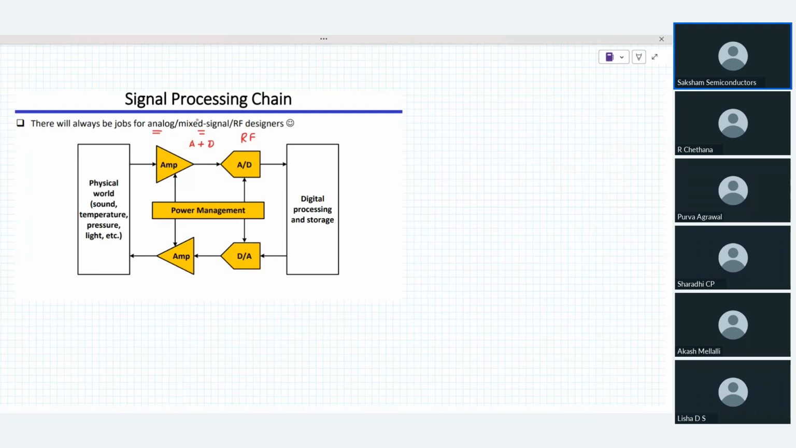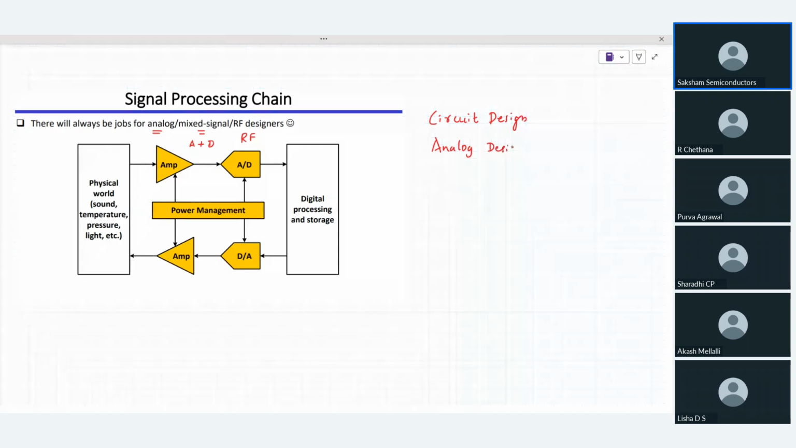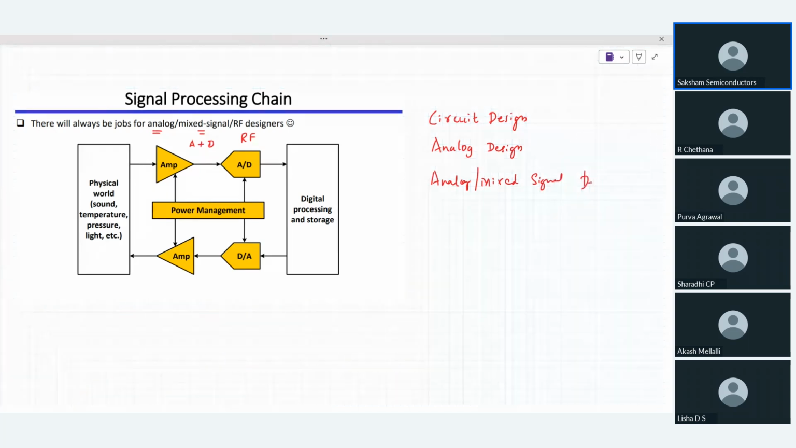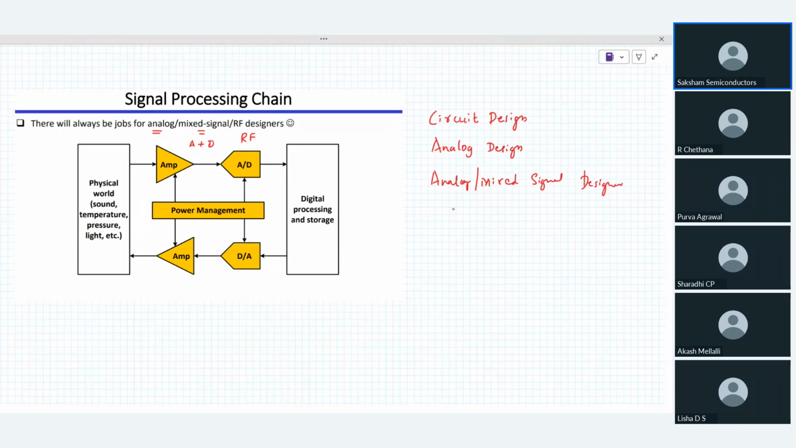So broadly speaking, for any job role where we see circuit design or circuit designer or analog design, whenever you start your career, analog and mixed signal designer, which we usually call AMS, right?